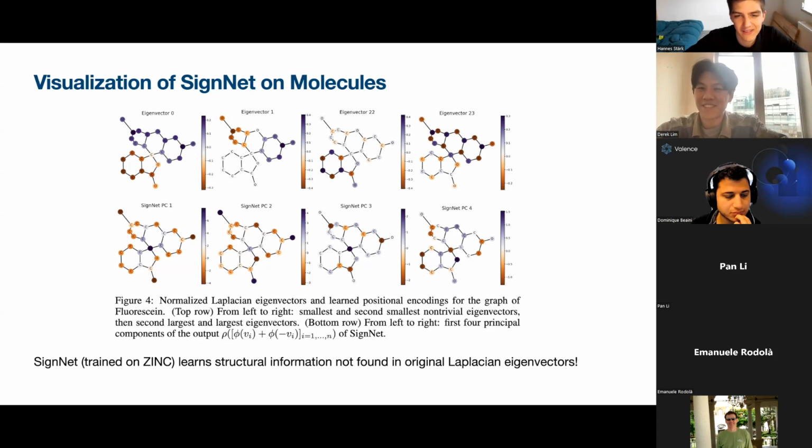Okay. If you just treat molecules as a graph, this looks pretty cool. And the Laplacian eigenvectors, we've plotted all of them in our paper, but they don't really match up with these SignNet principal components. So the SignNet captures some other structural information, which is possibly pretty interesting. And once again, SignNet uses phi as a GIN, so it does message passing. Okay.